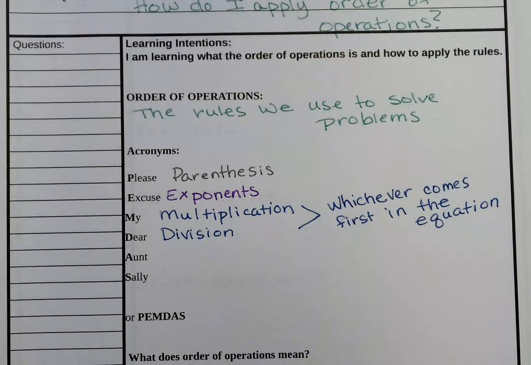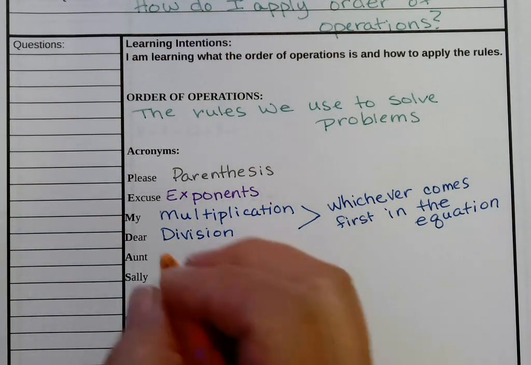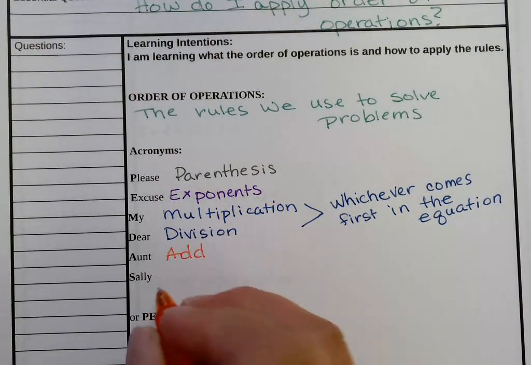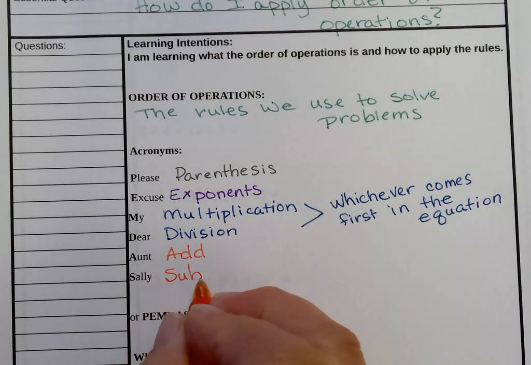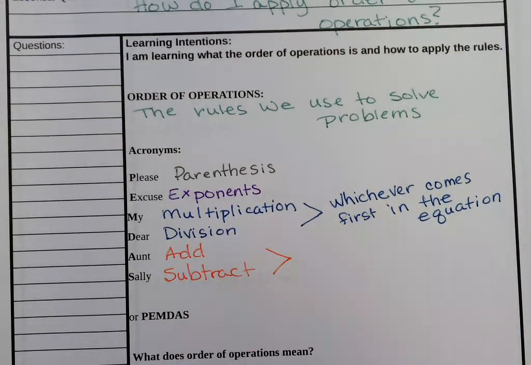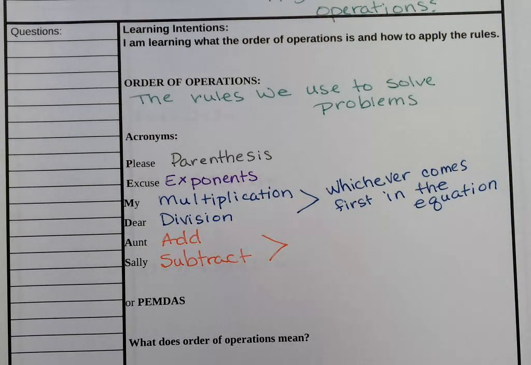Okay, that leaves us with AS. AS stands for add and subtract. Okay, what do you think? Which one's more important, adding or subtracting? If you said neither, because we just had this example and you could look at it, you would be correct. You're going to do whichever one comes first in the equation.